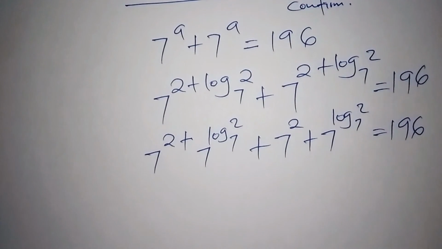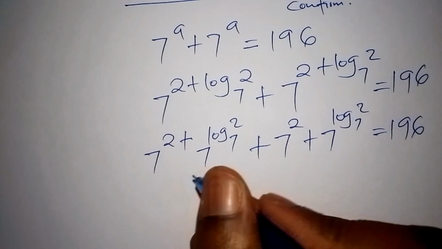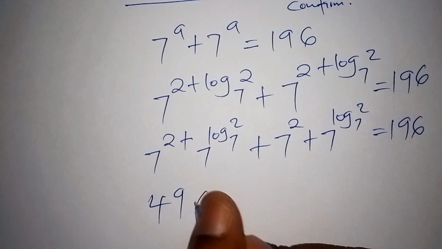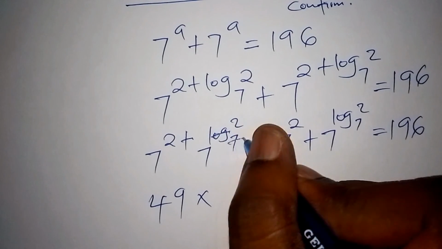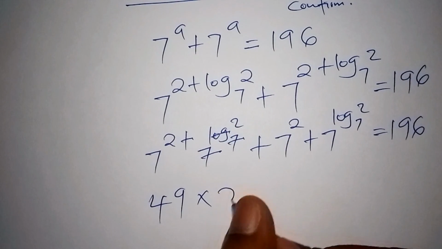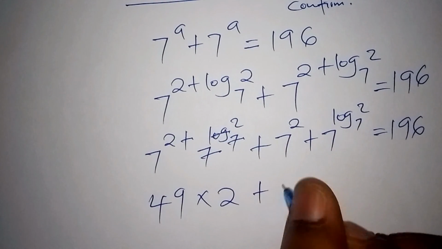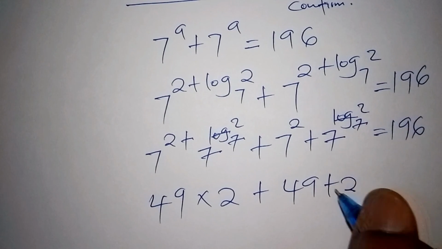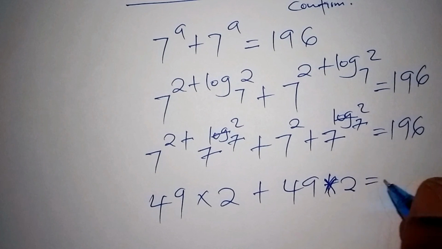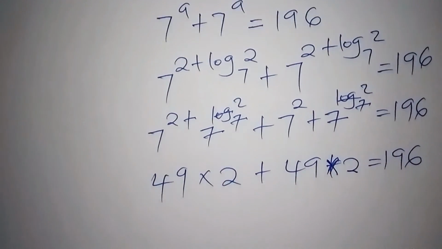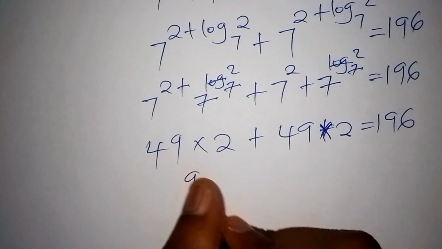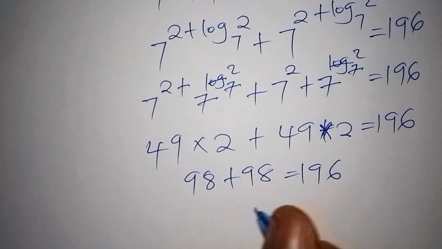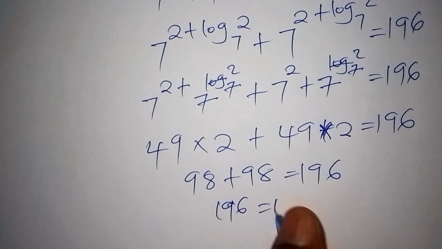Now, 7 to the power of 2 is just like 7 multiplied by 7, that is 49. So the plus shall change to multiplication. The log of 7 to the power of 7 shall cancel. So here we shall have 7 to the power of 2, which is 49, and this one shall cancel. So now we shall have the multiplication, 49 multiplied by 2. So here we shall have 98 plus 98 is equal to 196. So 196 is equal to 196.